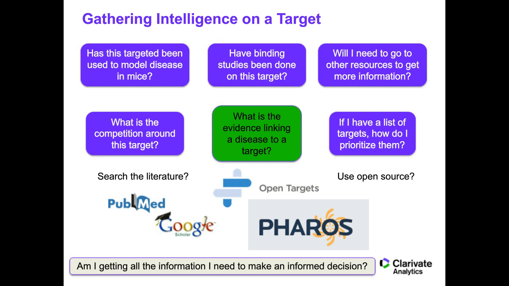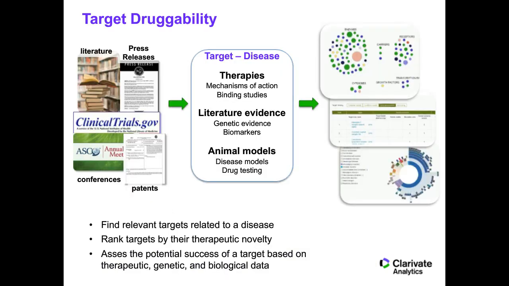At ClaraBate Analytics, we've been manually curating information from a variety of sources such as journals, press releases, clinical trials, conferences, and patents for many years. From this wealth of information, TD connects the potential targets with therapies in development for disease, different literature evidence connecting the target to the disease, as well as animal models related to a disease. The platform provides interactive visualizations to allow you to see and filter your targets, the ability to rank those targets based off of their novelty or competitive information, and to dive deeper into the biological significance of these targets and the roles they play in signaling pathways.